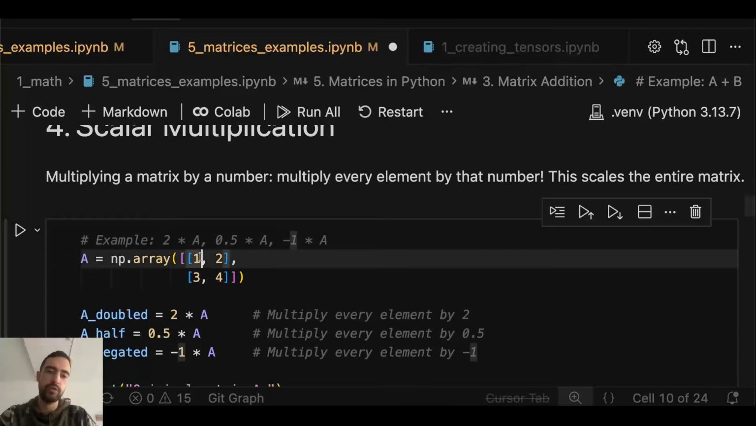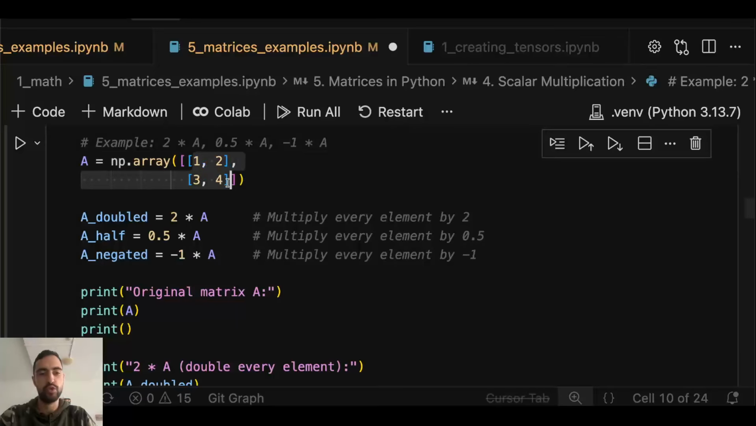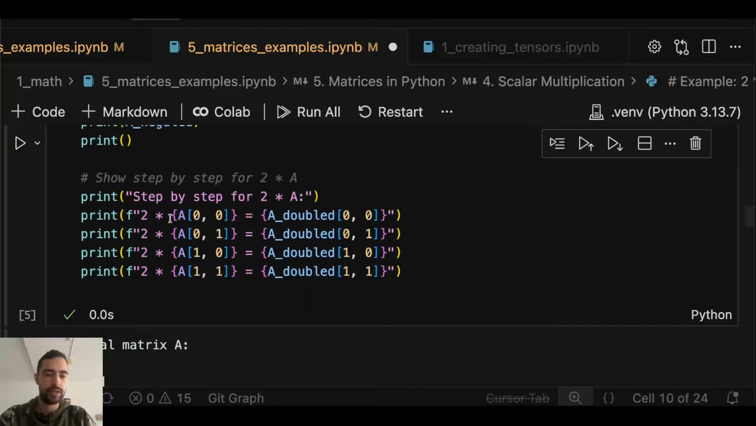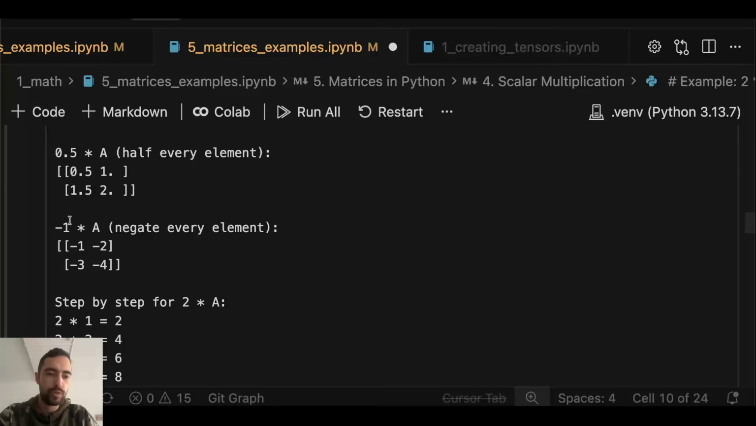Scalar multiplication, you just multiply. So if you say 2 times matrix A, you will just multiply each of these elements with 2. So this will become 2, 4, 6, 8. So let's see the result here. 2 times A, you will just multiply with 2, or 0.5 times A, you will just multiply each element with 0.5. Minus 1, same, just each element with minus 1.